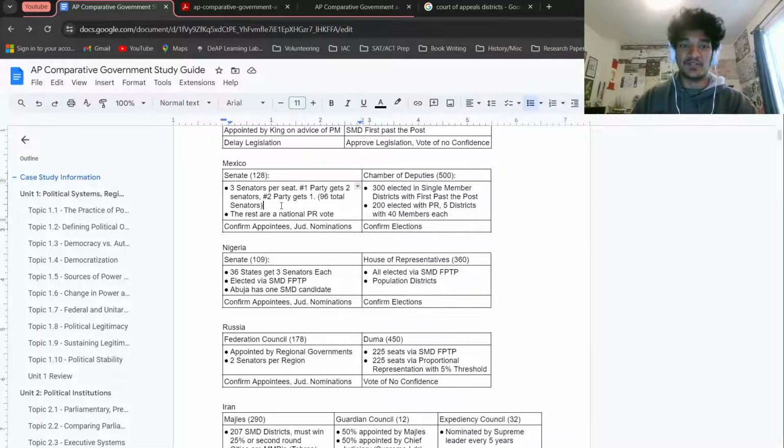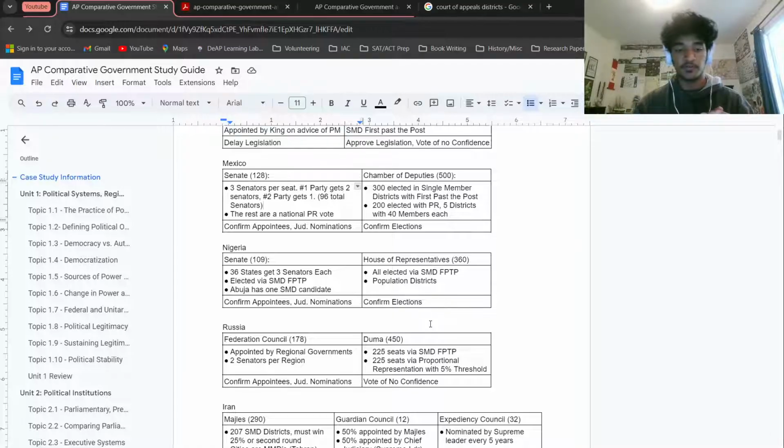Anyways, so now let's talk about the Senate. The Senate's a little bit more complicated. So Mexico has states, just like the United States, and there's 3 senators per state. And the way that it works is it's a MMD, so multiple member districts, and the candidates run on a joint ticket, so groups of 2, right?